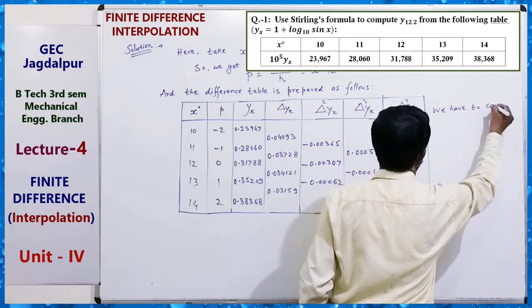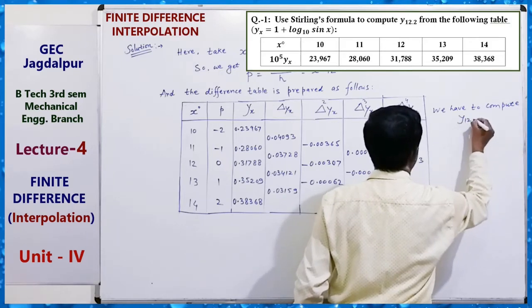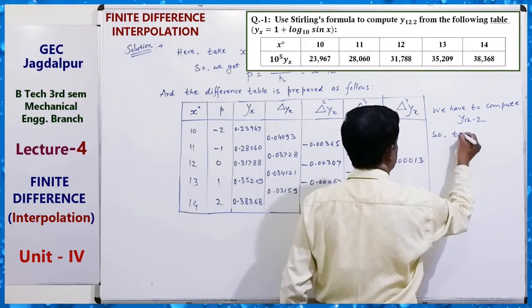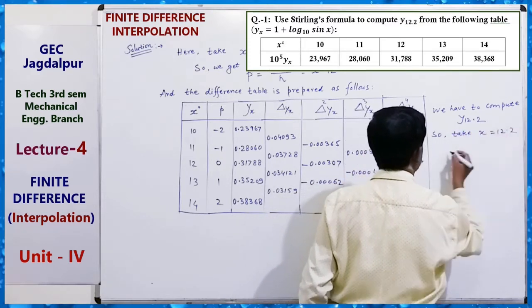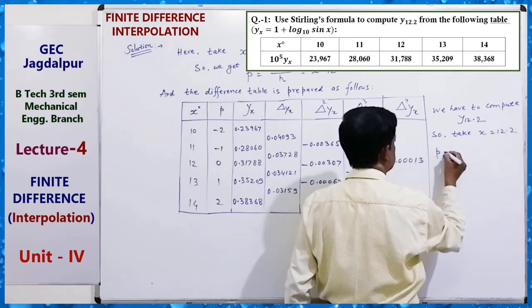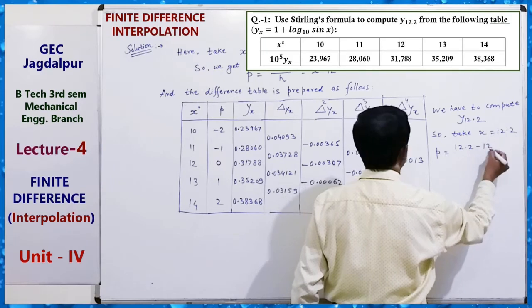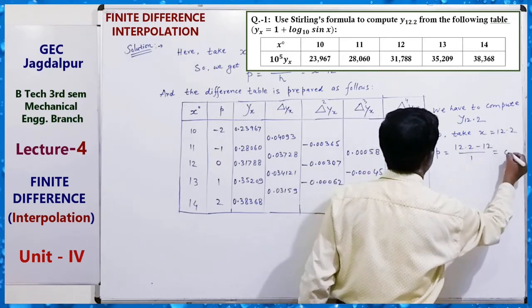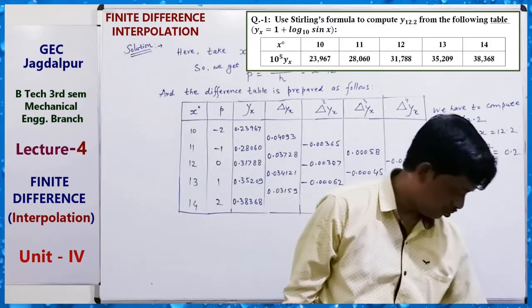We have to compute y at 12.2. So take x equals 12.2, p equals (12.2 minus 12) upon 1, equals 0.2. So p equals 0.2.